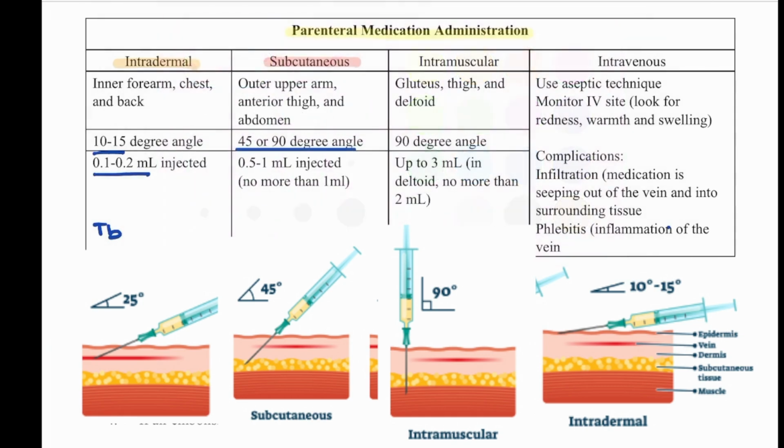So then we have an intramuscular injection. So this is going to be given at a 90 degree angle. It can be given in the gluteus, the thigh, or the deltoid. It can be given up to 3 milliliters in other places like the thigh and the gluteus, but in the deltoid, it's no more than 2 mLs. No more than 2. These are things like our flu shots. Most of the vaccines will be given this way.